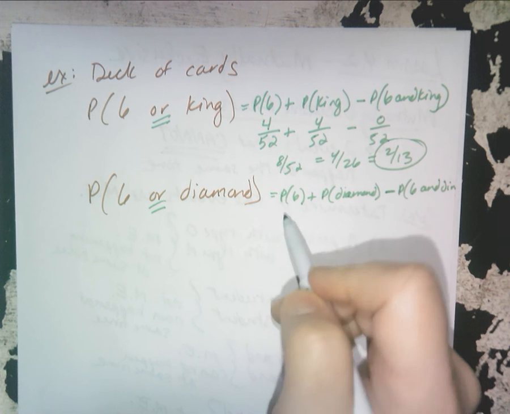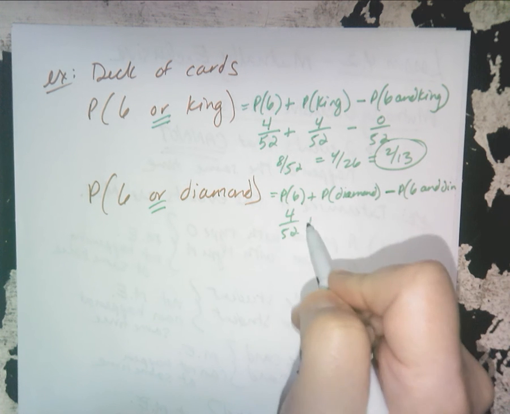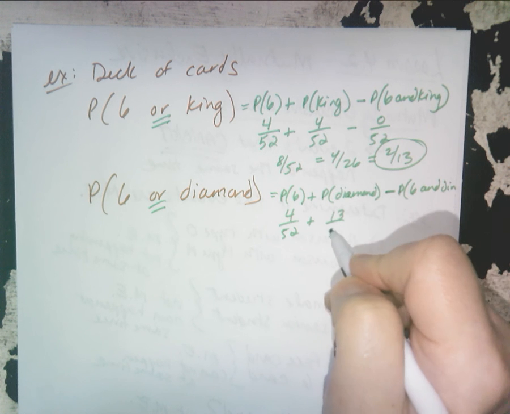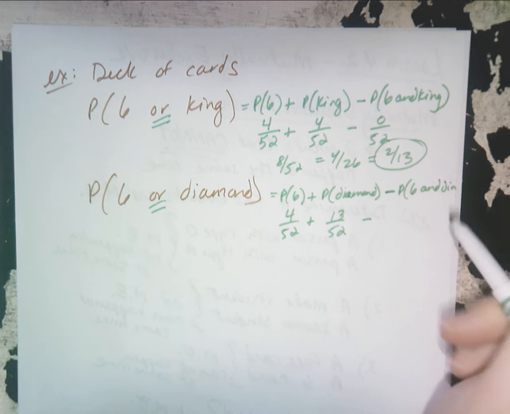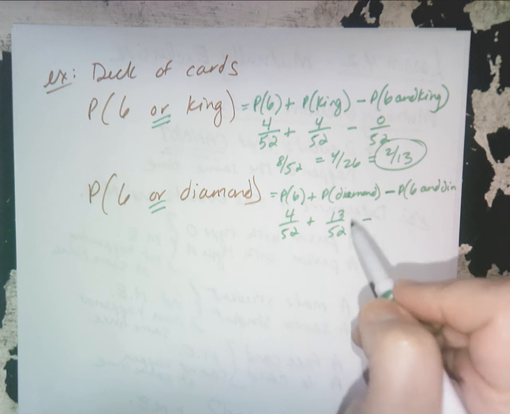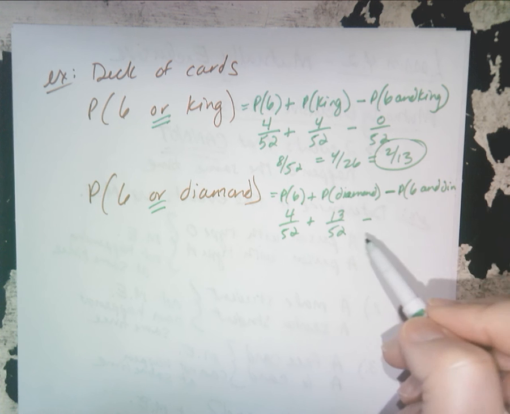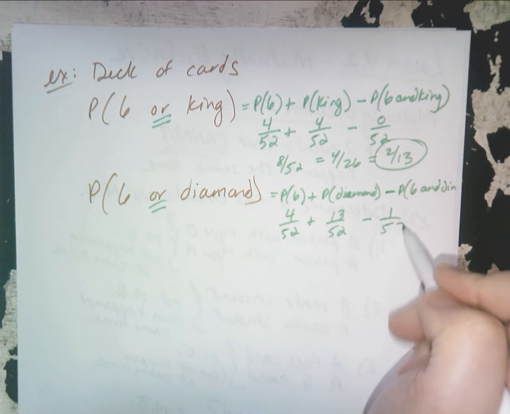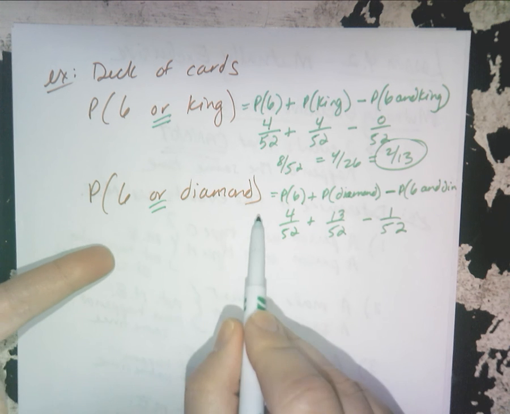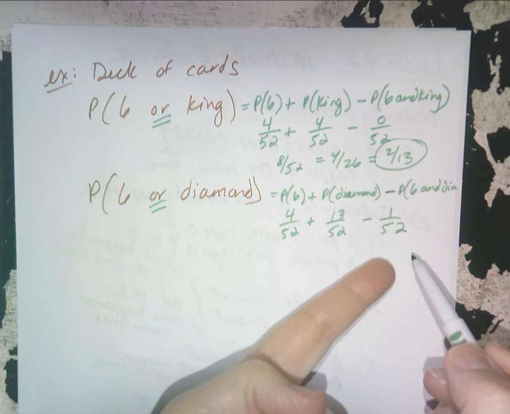So what's your chance of being a 6? 4 out of 52. We know that one. How about being a diamond? How many diamonds are there in the deck of cards? 13 out of 52. How many 6 diamonds are there? 1. So we have actually double counted them, so we have to take it away, because this is happening at the same time. This is not mutually exclusive, so that's why we need to take that double count away.